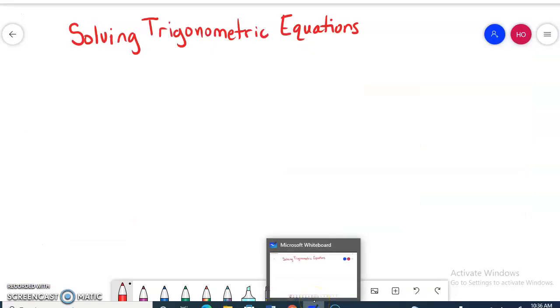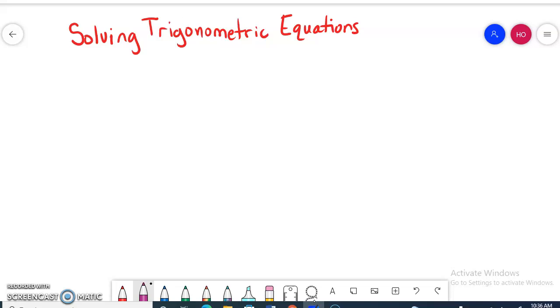Alright guys, we're going to talk about solving some trigonometric equations here. That's basically what we've been doing, but this time we'll have to do a little bit of algebra to get that far. So I'm just going to do a few examples for you so you've got what's going on here.